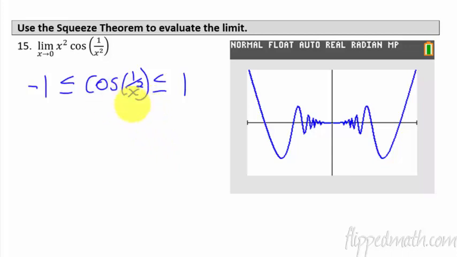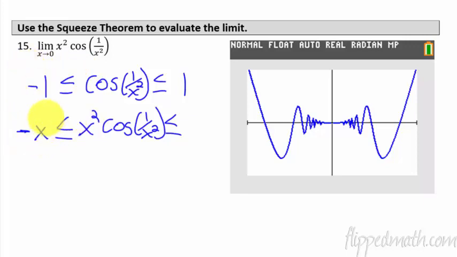All right. So if that's true, we have this x squared in front. Let's go ahead and multiply this by x squared. So I'm going to have less than or equal to x squared times cosine of 1 over x squared, less than or equal to. So if I multiply the middle by x squared, in order to keep this balanced, I have to multiply this side by negative x squared, and on this side I have to multiply by x squared. Okay, so what you have now is this function x squared times cosine of 1 over x squared has to be in between negative x squared and positive x squared.